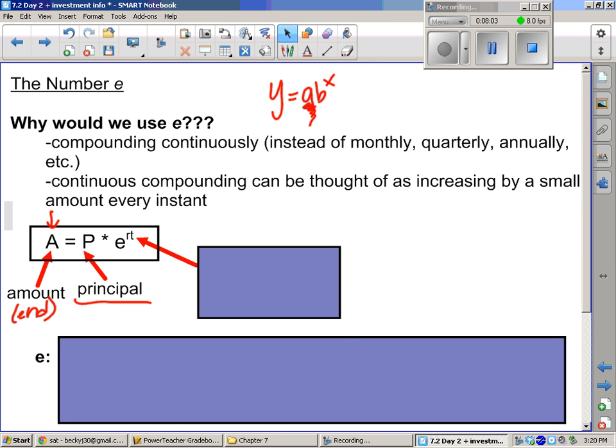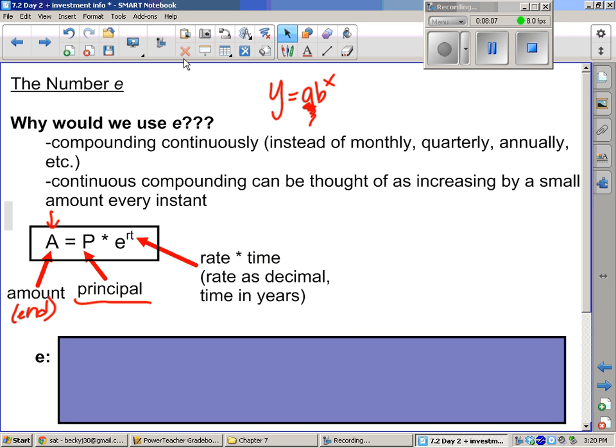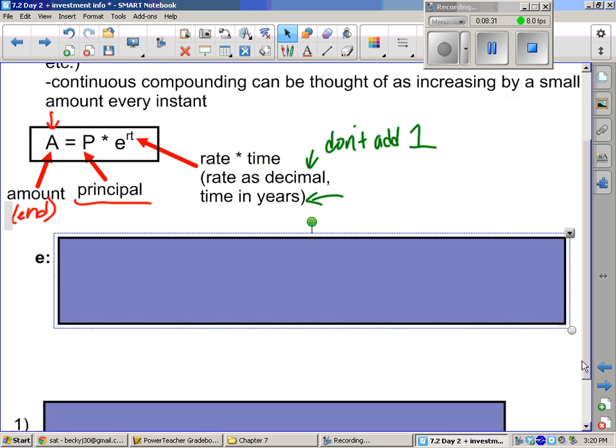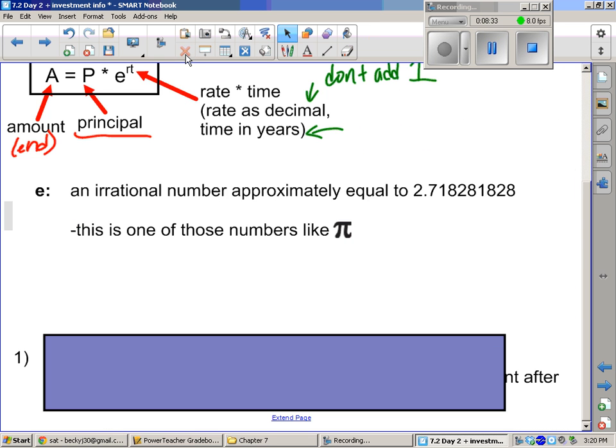Okay, now here's something else that changes with this formula, is the rate is as a decimal. And I'm going to write on here that you don't add 1. That takes care of itself with the E. Yeah, okay, the number E is taking place of our 1. And the T is always in years. So if you only have 9 months, it'd be 3/4 of a year. Right. Okay, so what is this E thing anyway?